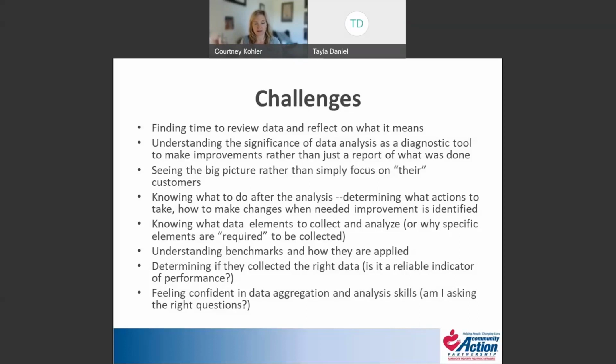So compiling it, organizing it, categorizing it, and then also asking questions of your data. So if you really don't know where to start with analysis, really just focusing in on asking questions can be a really good place to start. So we'll talk a little bit more about that when we get to more detail on analysis. But those are just some of the challenges that we hear, and I'm sure that many of you have additional challenges or might resonate with some of these as well.